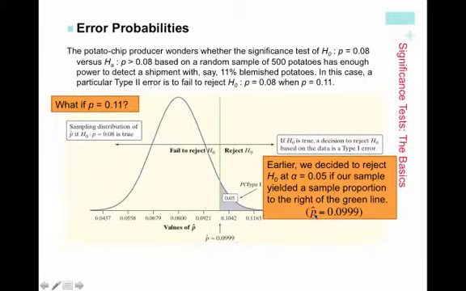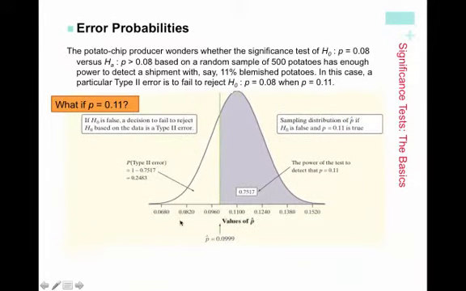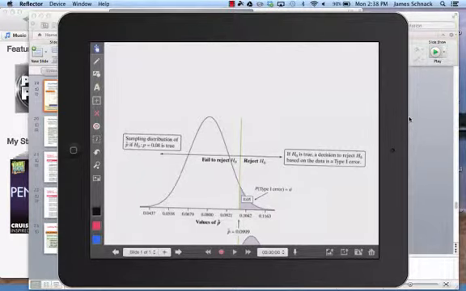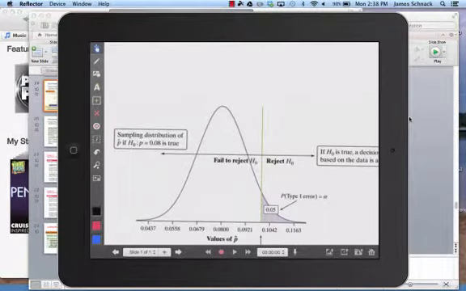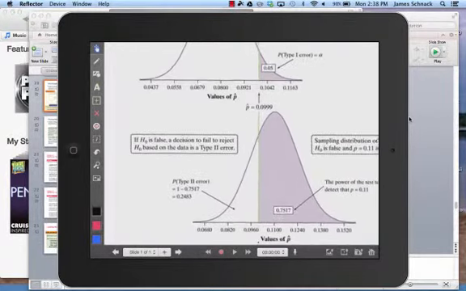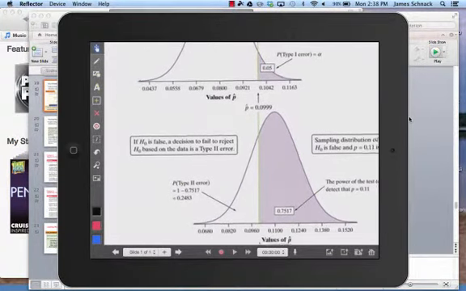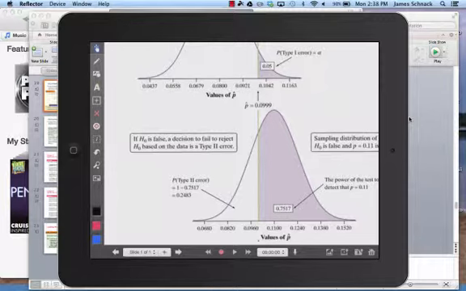But what if the true proportion wasn't 0.08? What if that true proportion was 0.11? Well, now we get this picture. Let me look at it with both bell curves together. So what we have was this picture, but now we're going to change this and frame it in the sense that the true proportion isn't 0.08, but it's really 0.11. Notice that the bell curve is now centered at 0.11, but our cutoff value of 0.0999 is still here.